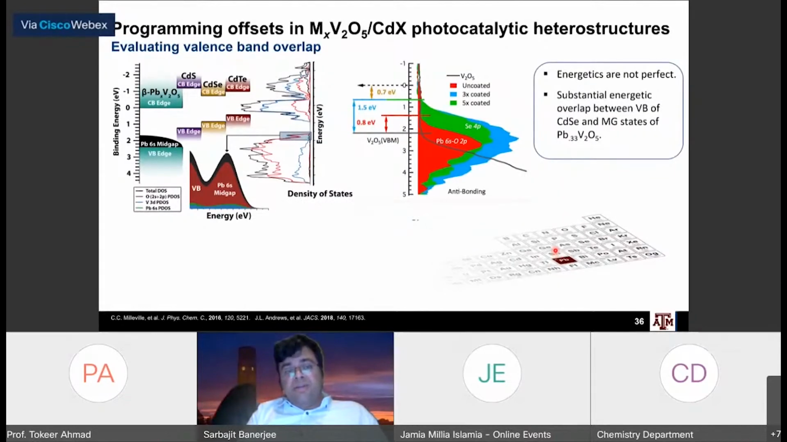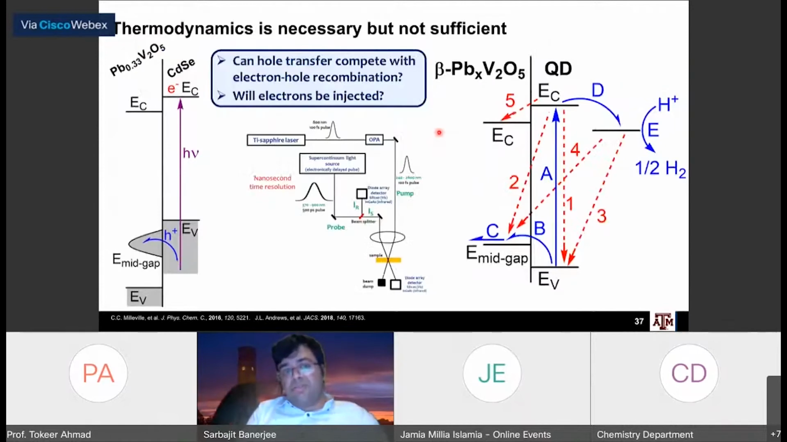But before we get there, the thermodynamics are kind of okay. They're not perfect, but thermodynamics is not sufficient. The kinetics also have to work. If you're going to get the hole out very rapidly, can hole transfer compete with electron-hole recombination? We're exciting the electron, you have a hole. Can we get the hole out faster than the electron comes back? This is a huge challenge.